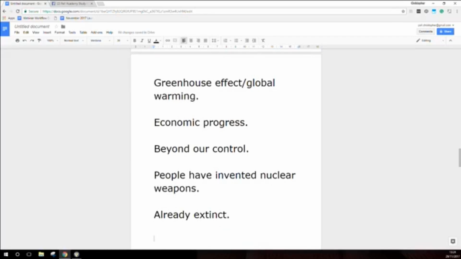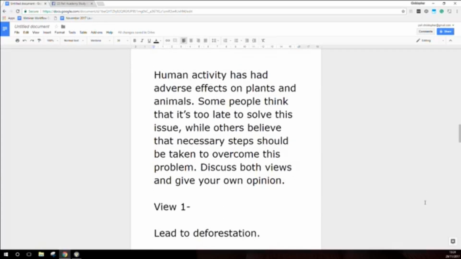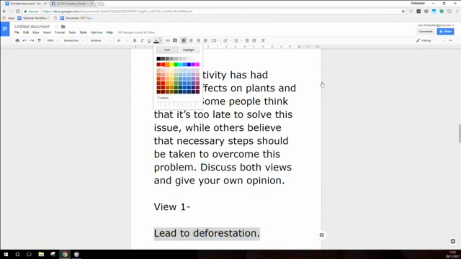Okay, so it seems like we're getting the same ideas. So let's look at these ideas. All right. So what you're doing is, the planet is in a bad way. Some people think that it's too late to solve this issue. So why would some people think that it's too late? Lead to deforestation. So this would not be a good idea. Imagine if somebody said to you, why is it too late to save the planet? And you said it leads to deforestation. So you're talking about the result rather than a reason why. So you have to be very careful with cause and effect. This is asking you what is a reason why, what is a cause? And if you answer that with an effect, what is a result, then you're not answering the question. So that would be a bad idea.